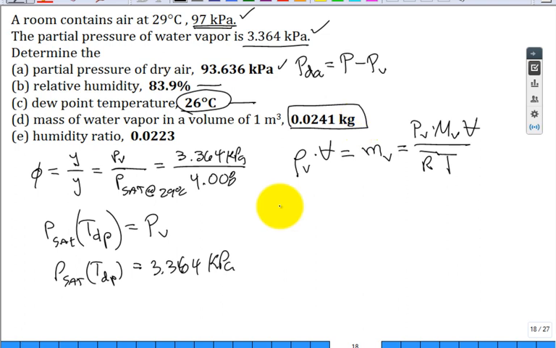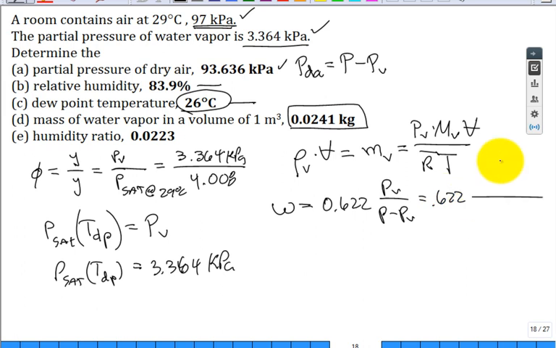All right. Last one, humidity ratio. Isn't that omega? It's defined as how many kilograms of water vapor per kilogram of dry air. We calculate it using 0.622, the partial pressure of the vapor, and then the partial pressure of dry air. So 0.622, then this was 3.364, and then we already did the partial pressure of dry air, 93.636, and you calculate this small number. It's typically 0.01, 0.02, it's low number, the humidity ratio, omega.